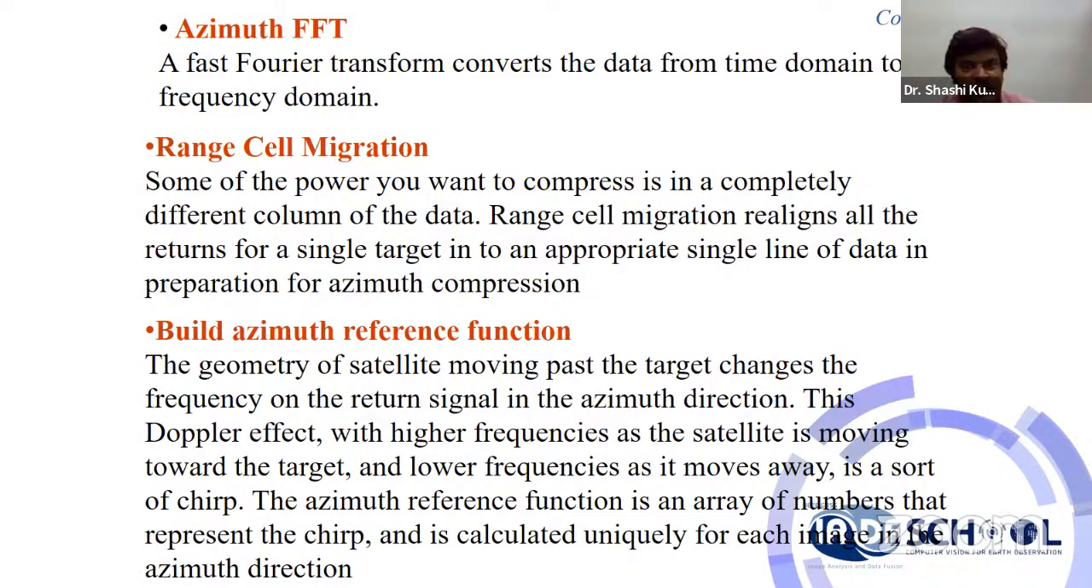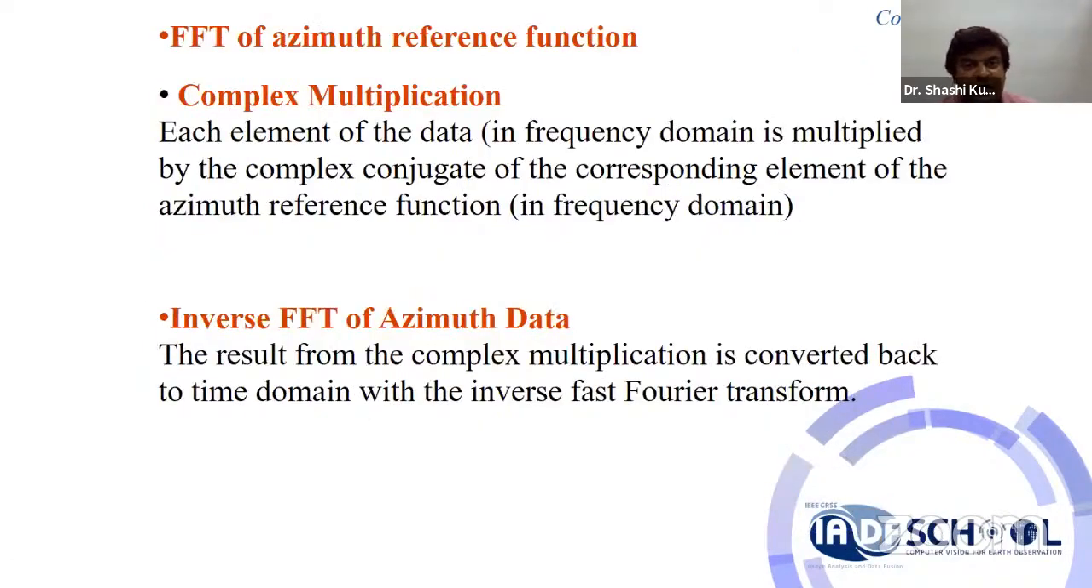Now, some of the power you want to compress is in a completely different column of the data set. Range cell migration realigns all the returns for a single target into an appropriate single line of data in preparation for the azimuth compression. Now, the azimuth reference function will be built with the help of the metadata, and that will again be a series of complex numbers. And when this is multiplied, the azimuth data set will be multiplied with the azimuth reference function.